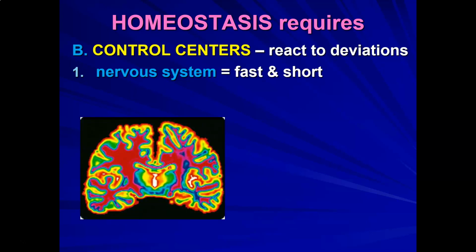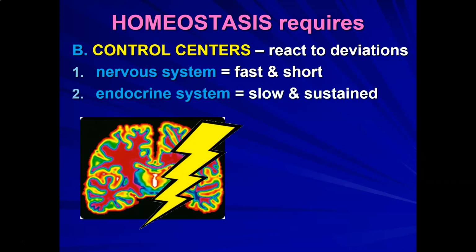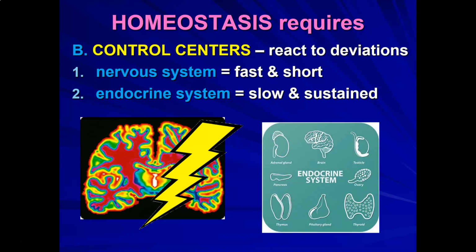We compare the nervous system to the endocrine system. These are glands and hormones circulating through the bloodstream. It's a little slower to react, but the message is sustained, so the action continues long term.